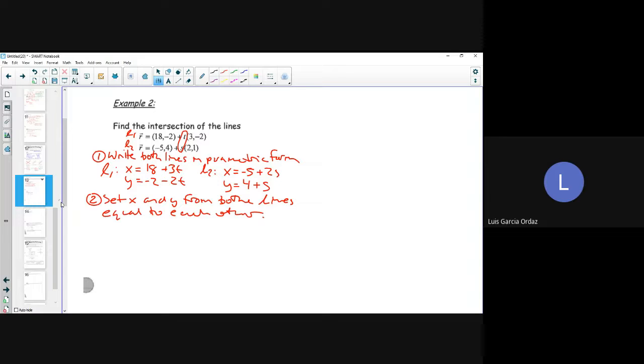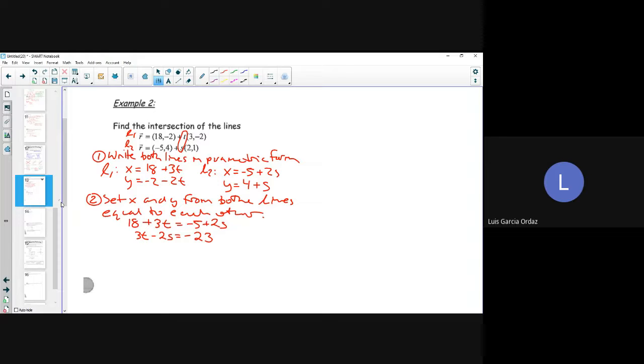There we go. So for my x components, I'm going to get 18 plus 3t is equal to negative 5 plus 2s. I want all my variables on one side and all of my constants on the other side. So I'm going to get 3t minus 2s is equal to negative 23.